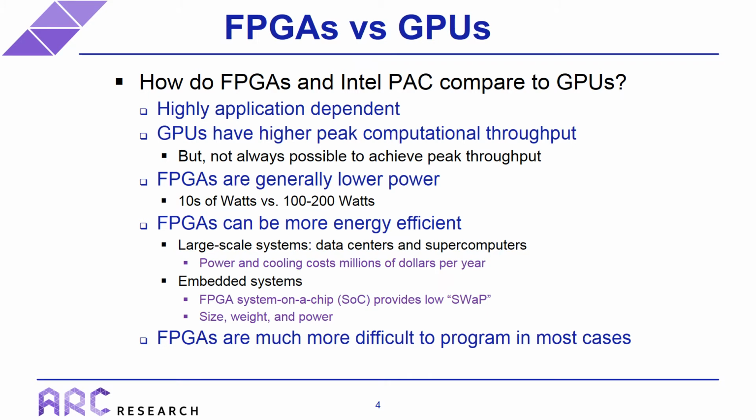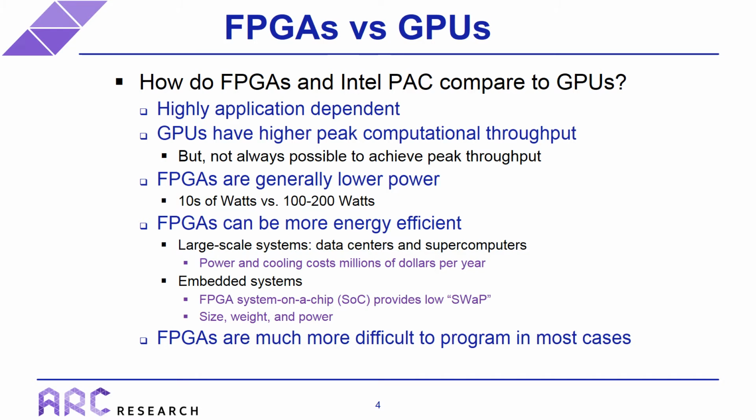So another trend that's generally true is that FPGAs tend to be lower power than GPUs, at least in the high-end realm. The high-end FPGAs consume on the order of tens of watts, whereas the high-end GPUs are 100 to 200 watts. So basically an order of magnitude lower power consumption. And this gives the FPGAs a lot of advantages, especially in terms of energy efficiency. They're not always more energy efficient, but when they are used, they are often used because of their energy efficiency. Because this is important in a lot of different domains.